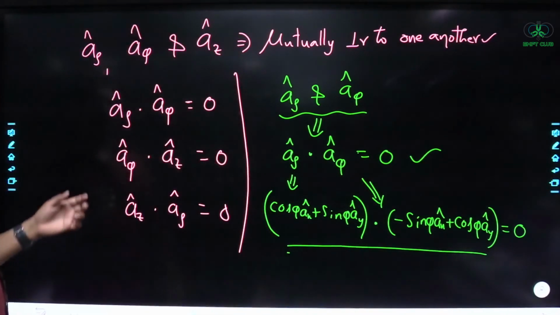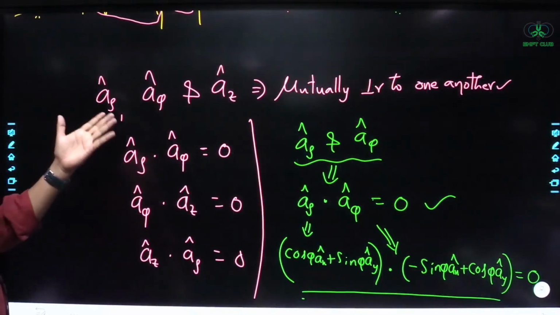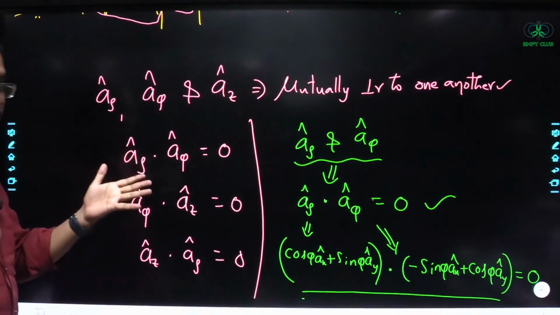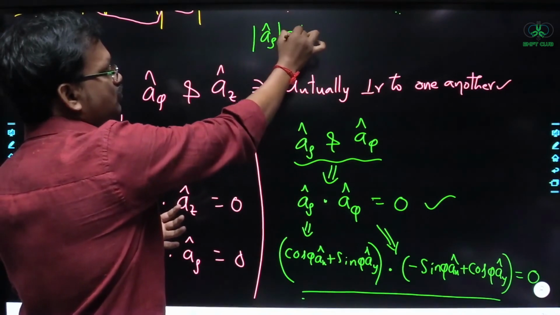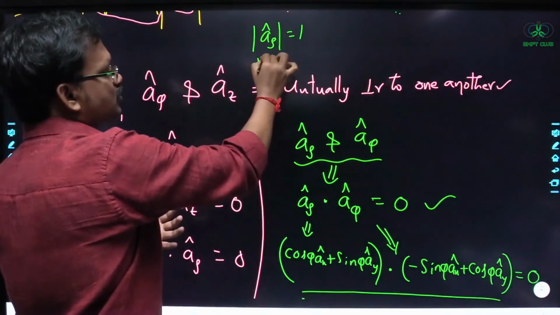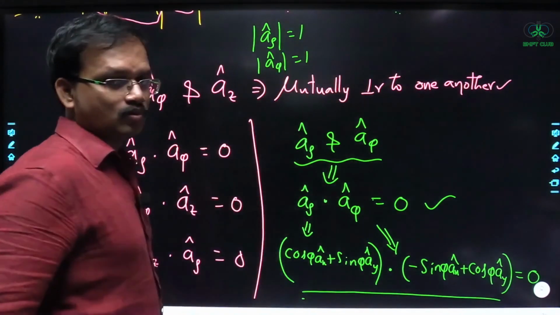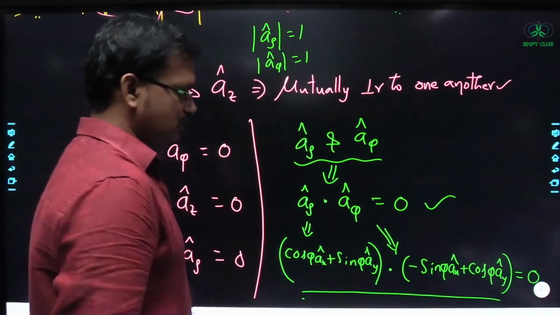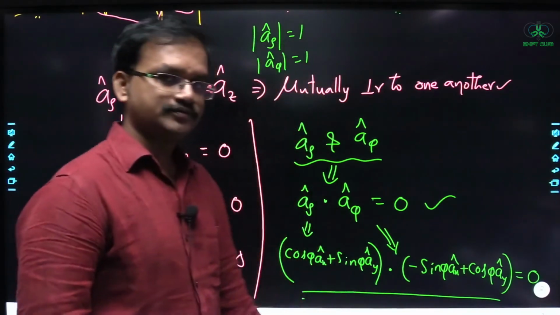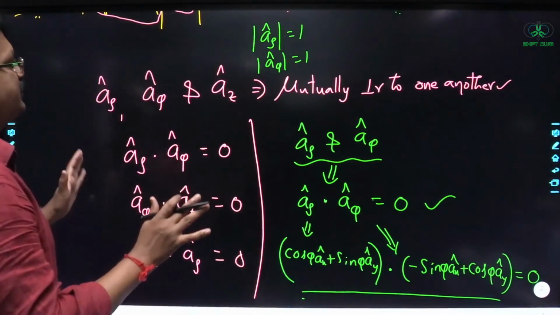The magnitude of a unit vector must always be 1. If you determine the magnitude of aero cap, you get 1. If you determine the magnitude of a phi cap, this is also equal to 1. So the magnitude of each term is 1, and everything is valid.